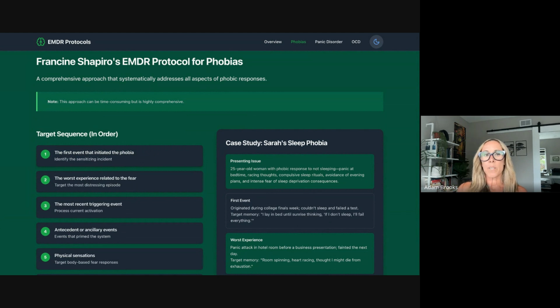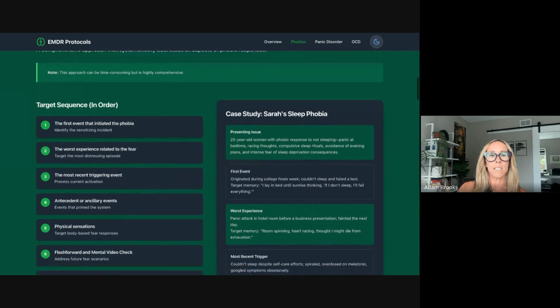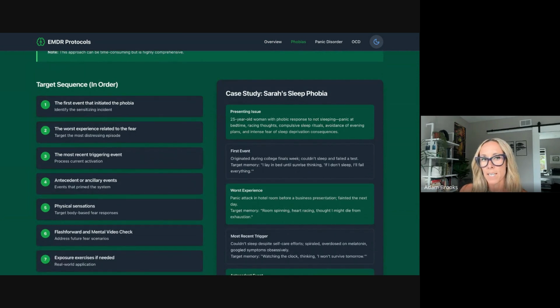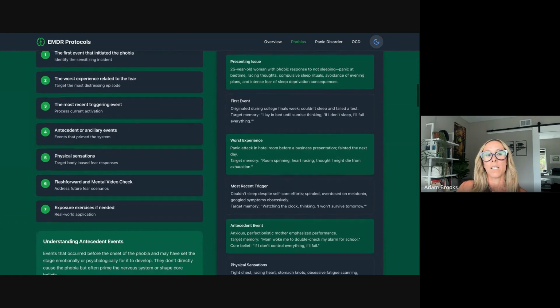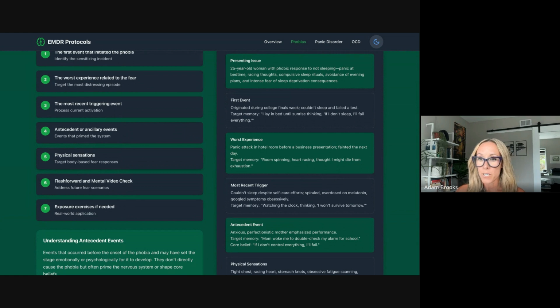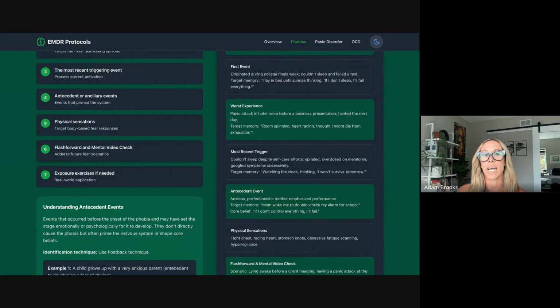But I'm going to start with Francine Shapiro's protocol, and the way that she targets her sequence is she starts with the first event that initiated the phobia. So you'll want to identify the sensitizing incident, right? The worst experience related to the fear is next. Then you'll want to target the most recent triggering event. And then you'll move on to any antecedent or ancillary events.